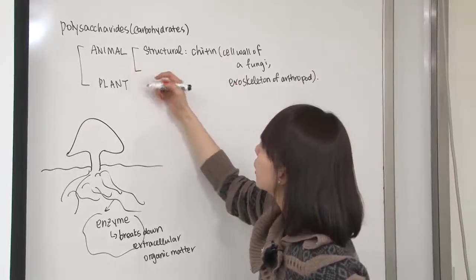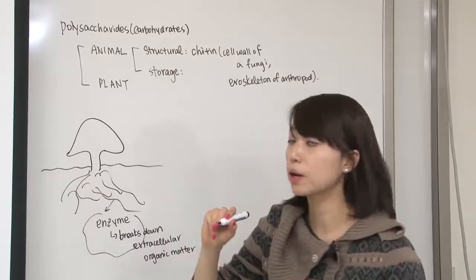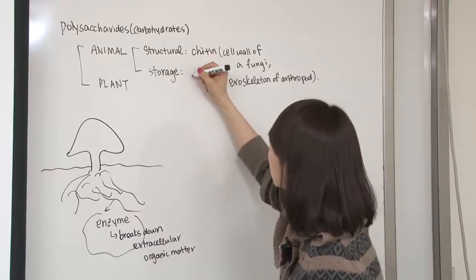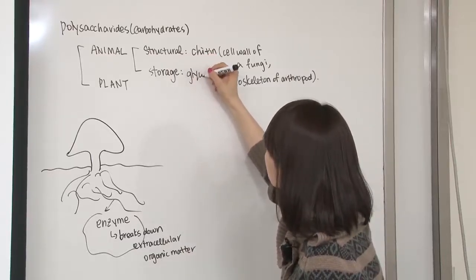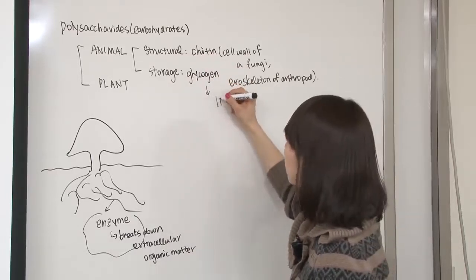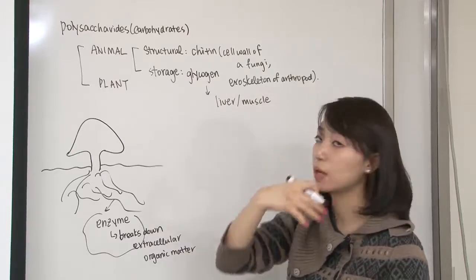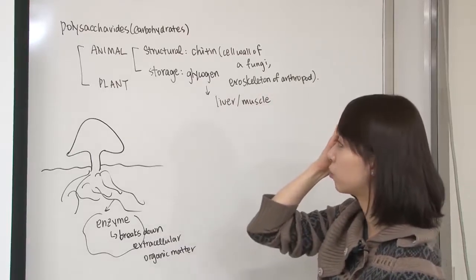And then we had a storage polysaccharide for animals, right? That was called glycogen. And usually this gets stored in liver or muscle cells. Do you remember that? From last class, from way before.